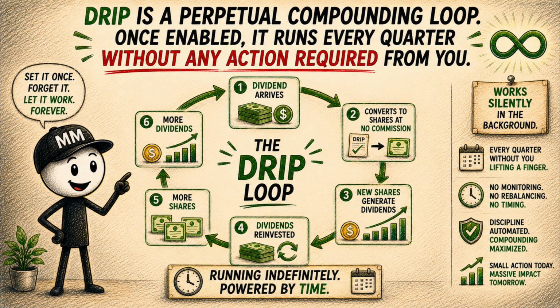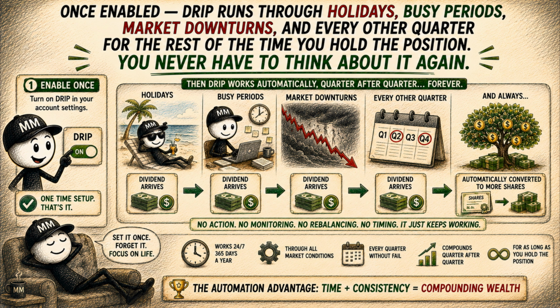DRIP is simple in mechanism and powerful in result. Here is exactly how it works, step by step. When a company pays a quarterly dividend, the cash normally deposits into your brokerage account, sitting there as uninvested cash until you decide what to do with it. With DRIP enabled, the brokerage automatically uses that incoming dividend cash to purchase additional shares of the same company, typically at no brokerage commission the moment the dividend clears.